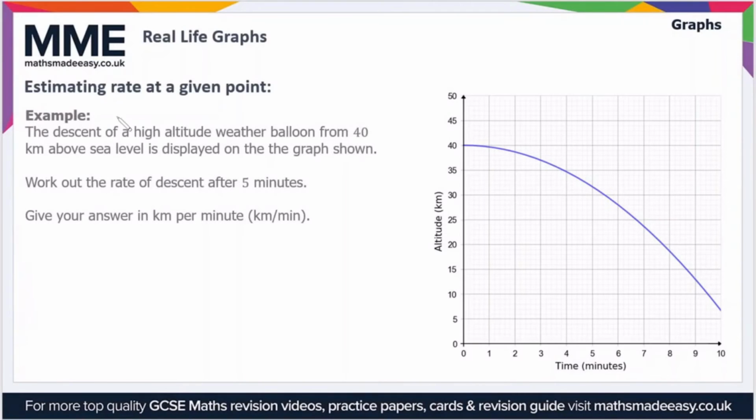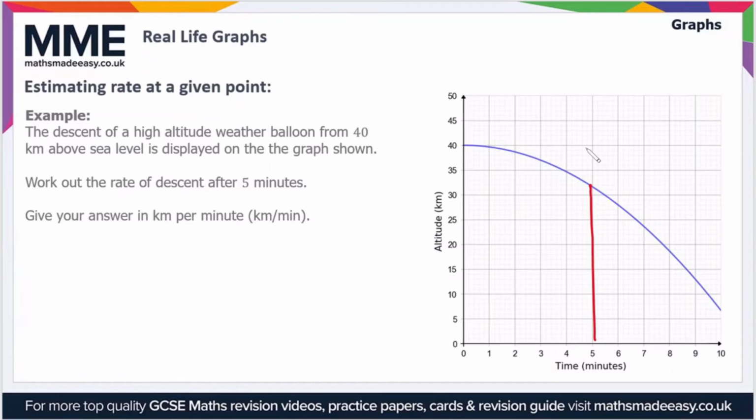So the final example then, the descent of a high altitude weather balloon from 40 kilometers above sea level is displayed on the graph shown. Work out the rate of descent after 5 minutes, give your answer in kilometers per minute, or km/min. Okay, well, to do this question, we're going to need to draw a tangent to the graph after 5 minutes. So first of all, go up to the point on the graph that is 5 minutes in. So we need to draw a tangent from this point here.